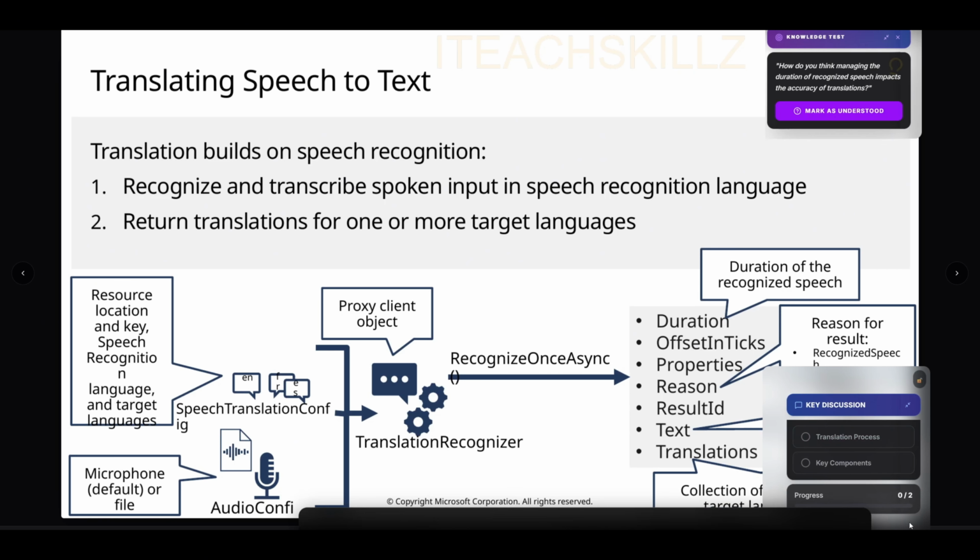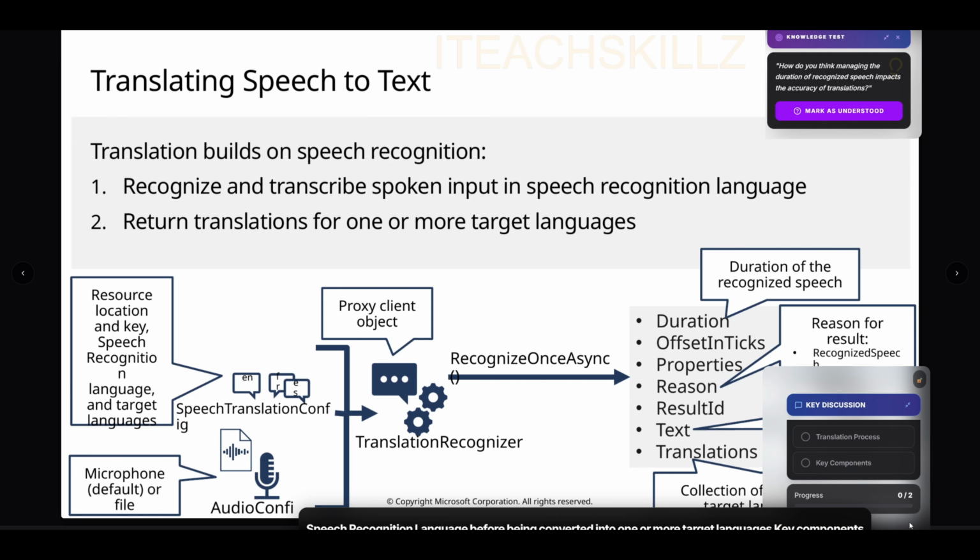Translation builds on speech recognition by first recognizing and transcribing spoken input. Think of it as translating one language into another, where the original speech is captured in a specific speech recognition language before being converted into one or more target languages.